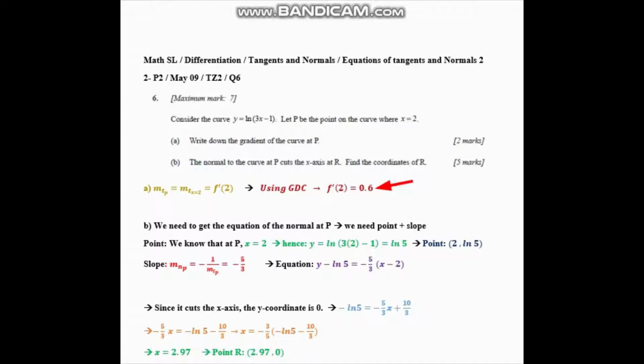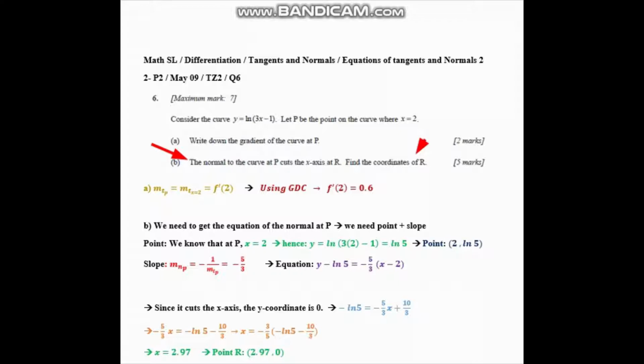Now, in question B, we are told to find the coordinates of R, where R is the point at which the normal to the curve cuts the x-axis. This is a bit ambiguous because it's not something you frequently see. However, what you can do is just attempt to do the usual things that you do in a differentiation question when they mention the normal line. We are going to get the slope of the normal and the equation of the normal, and then attempt to find out what the question requires.